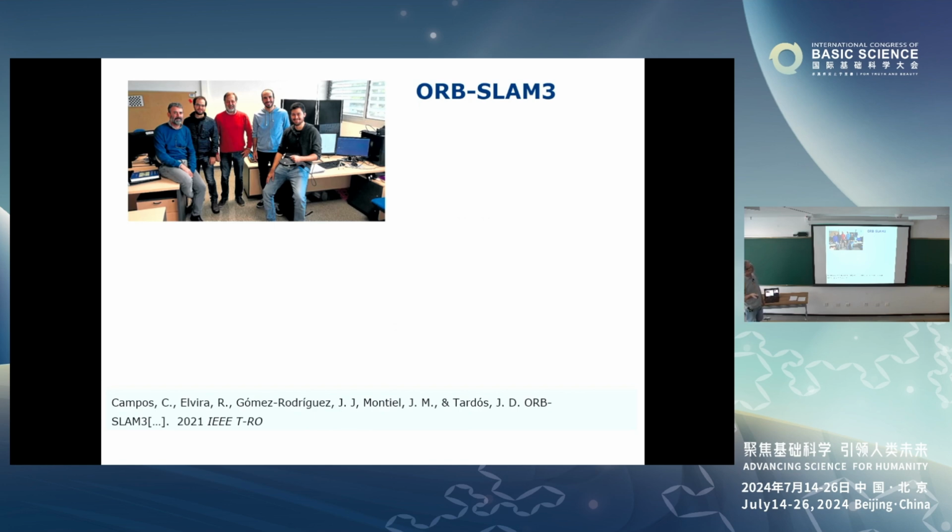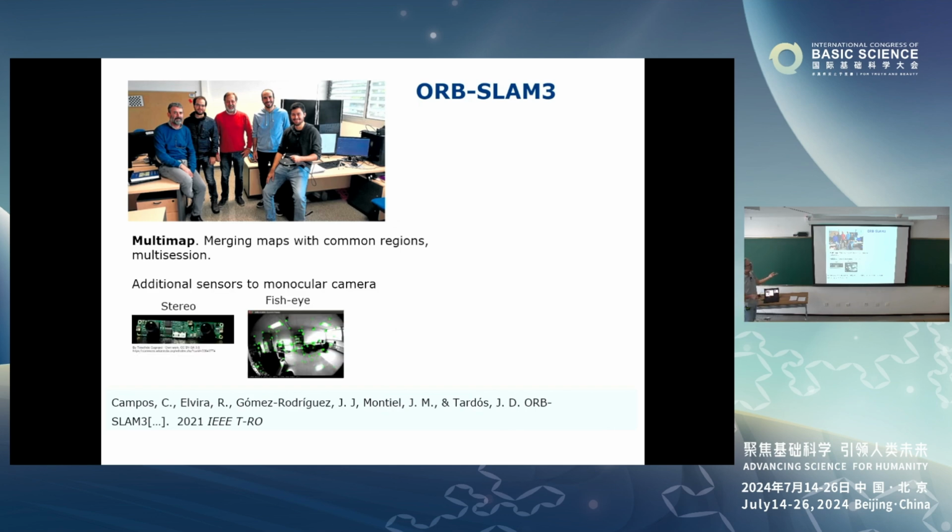Well, since then, you can compare the picture. Me and Professor Tardos, who is the common person, now we are older. This is 21. We have another version of the system, and the main feature of this new version is that it's able to handle multiple maps. The original work only had one map, and when you got lost, you could not create a new map and then merge. This is what we are able to do with ORB-SLAM 3. And we can also deal with stereo cameras, not only monocular, with fisheye cameras, and we can also consider inertial information.